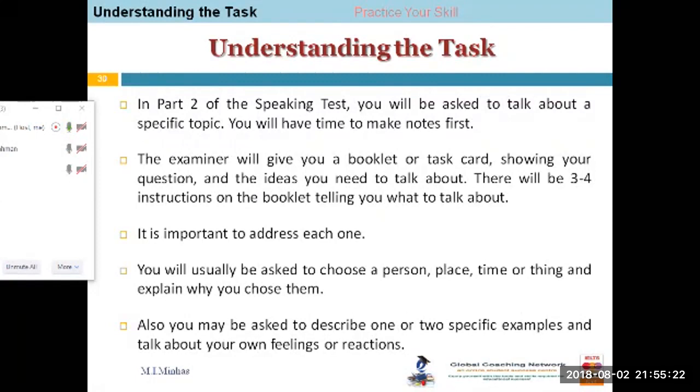Now, it is important to address each one. Remember, don't miss any of these points. You have to cover all the points, right? Okay. Now, you will usually be asked to choose a person, place, time, or thing. Like I have given one example of each of these, right? You can be given a topic in which you will be asked to talk about a person or some place or some time or something, right? Now, also you may be asked to describe 1 or 2 specific examples and talk about your own feelings or reactions. Clear? Okay.